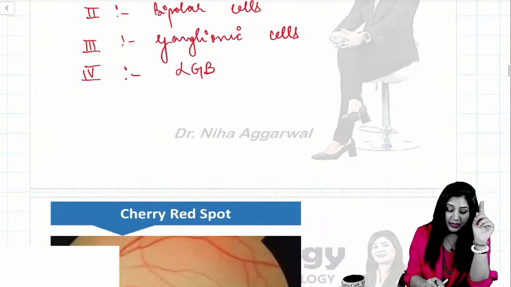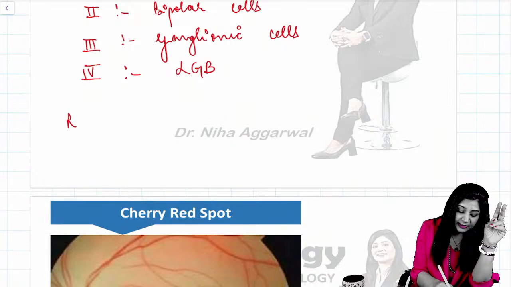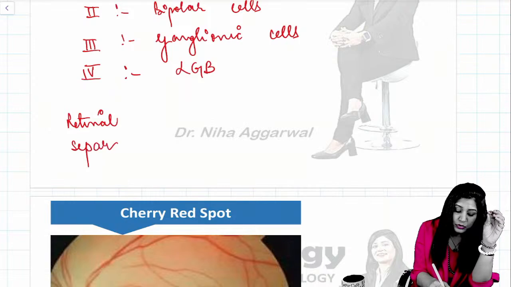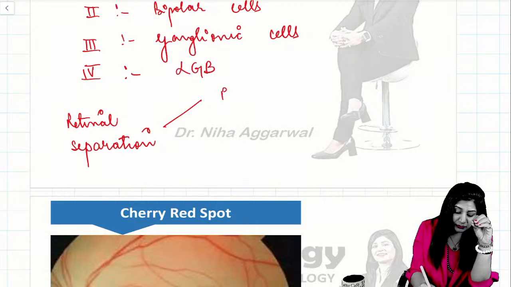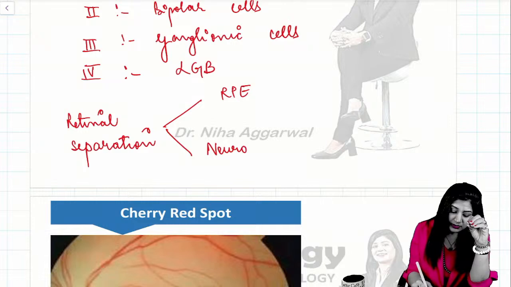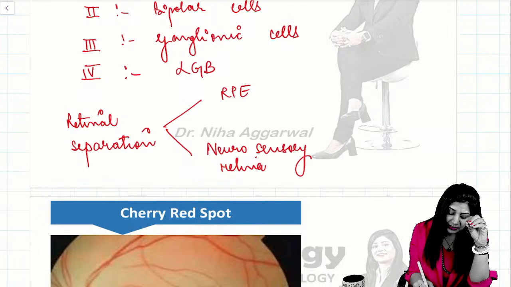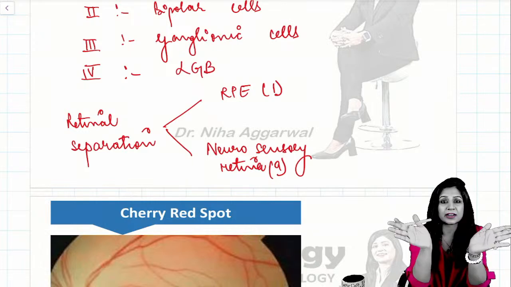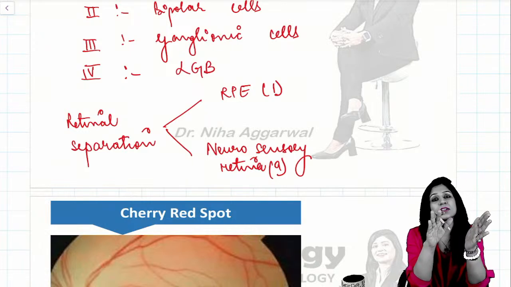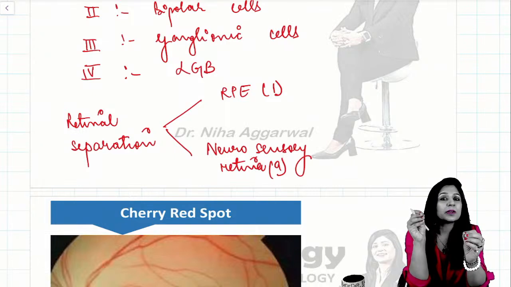First important thing. Now, whenever there is a retinal separation, if I am talking about the retinal detachment, actually it is a retinal separation. So whenever there is a separation between the RPE layer and the neurosensory retina, on one side we have the RPE layer, on the other side we have 9 layers of neurosensory retina. Now whenever they get separated, that is actually called retinal detachment. So detachment is a misnomer.